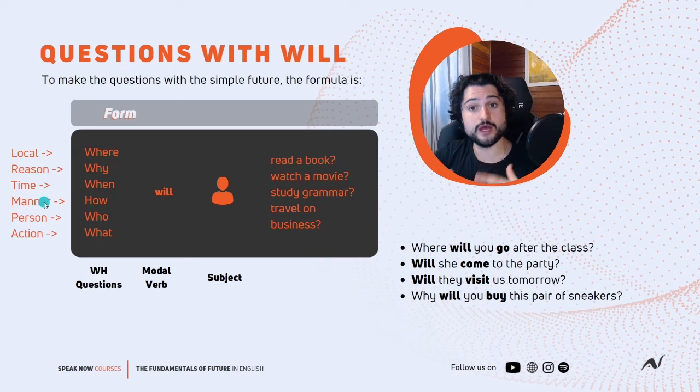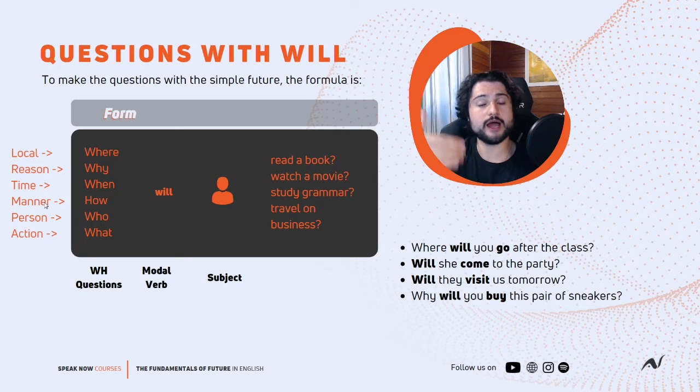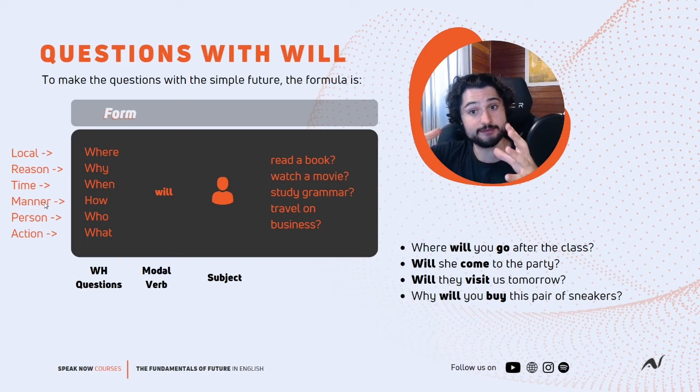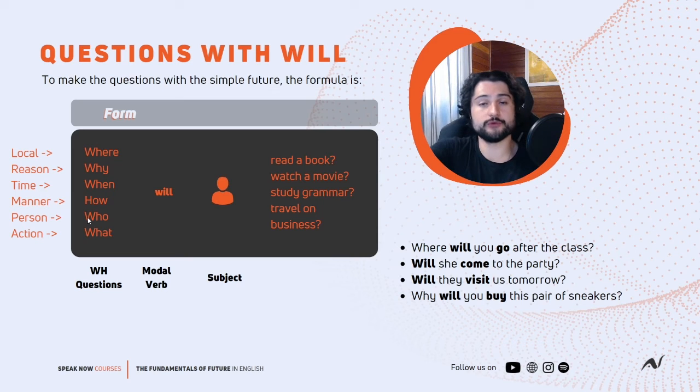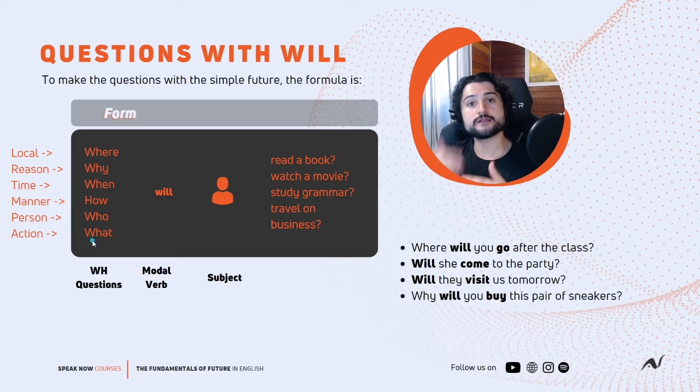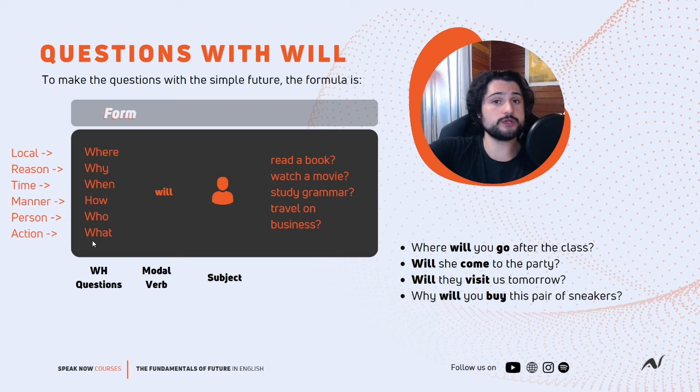talks about manner. So how will you travel? I will travel by plane. This means that the manner, the way that I will use to travel is the plane. The person, we use who, right? Who will you travel with? I will travel with my family. And what? What will you do there? I will visit museums, I will go to parties, I will go to pubs. What will you do there? What will you watch? What will you read?